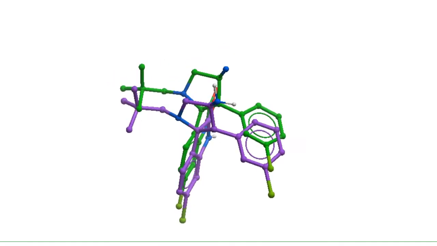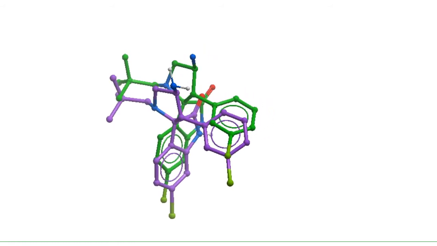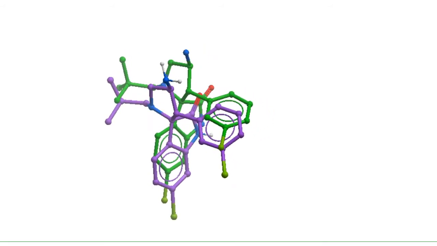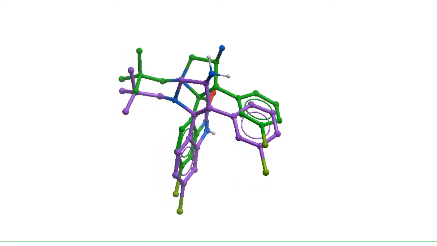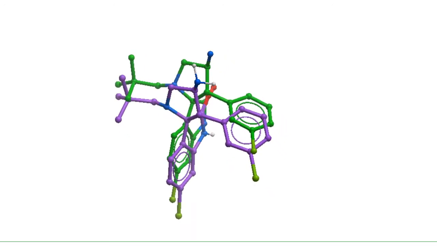Shown in purple is still the predicted ligand, except now there's also the actual ligand orientation shown in green, and this is how they compare to one another.